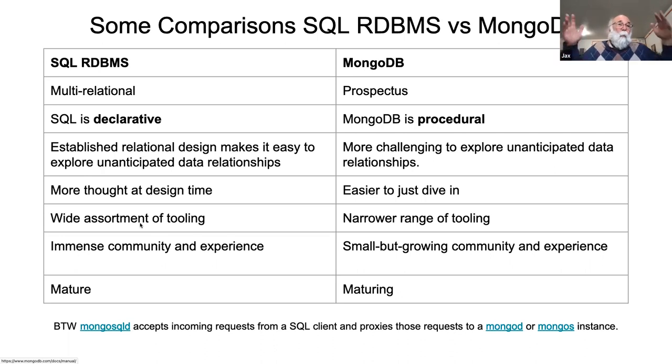With SQL RDBMS, you have a wide assortment of tooling. You're never single sourced. MongoDB has a narrower range of tooling. It's a minority approach still. You have immense community and experience with SQL. You have a small but growing community of very enthusiastic MongoDB programmers. SQL is mature and MongoDB is maturing.